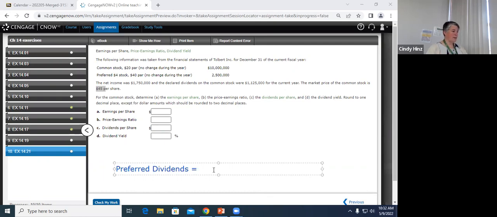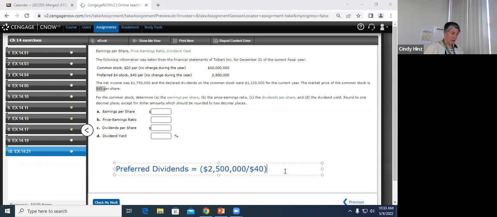So the preferred dividend rate... it actually tells us it's $4 rather than the percentage that I was looking for. So we have to calculate how many preferred shares there are. This is just a little bit different than what we have done in the past. So we don't know how many preferred shares there are. We need to calculate that. We're told that the dollar amount of preferred stock is $2,500,000, and it has a $40 par value.